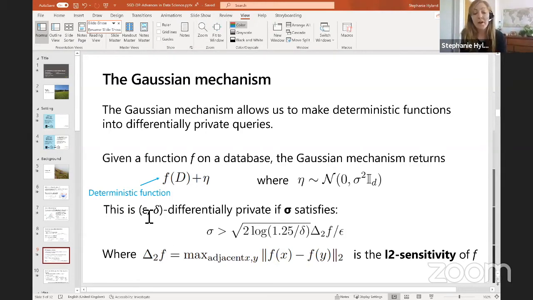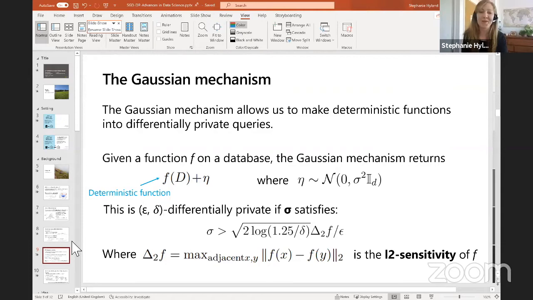But given our desired level of epsilon and delta, we can compute the sensitivity of this function f, and then plug it into an expression like this, the details of which are not important. Just remember that there is an expression, which will then give us essentially how much noise we need to add for the Gaussian mechanism to give us the desired level of privacy.